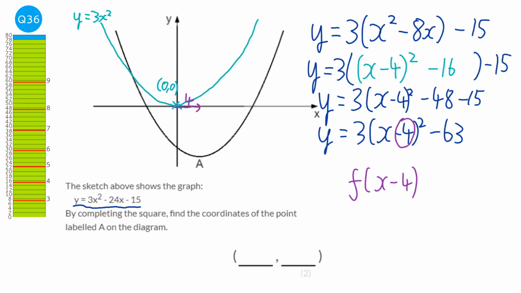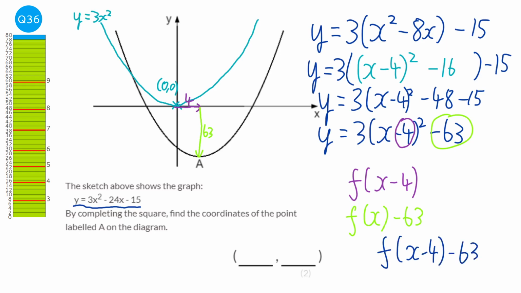Okay. And we've got to worry about that minus 63 as well. And if we had f of x minus 63, we know it goes down 63. So in total, we have f of x minus 4 take away 63. That's what we have in total. So we're moving just 4 to the right and then 63 down. So instead of 0, 0, our minimum point will be at 4, minus 63.